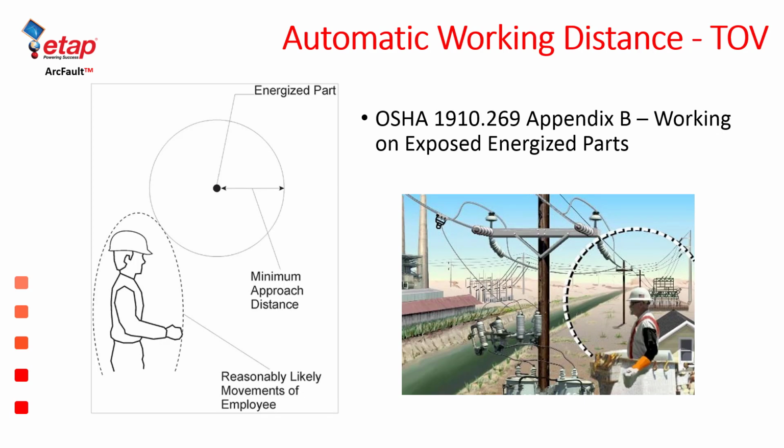While I was showing you the typical approach distance editor within ETAP, I also mentioned the capability to account for the transient overvoltage condition. So based on the requirements of OSHA 1910 Appendix B, there may be different approach distance requirements based on the transient overvoltage conditions. ETAP has different sets of transient overvoltage values integrated, which can be used for the selection of this working distance.